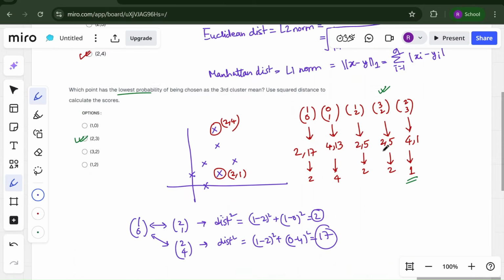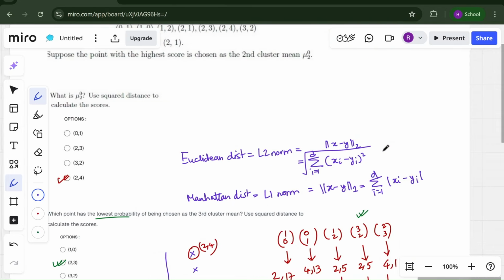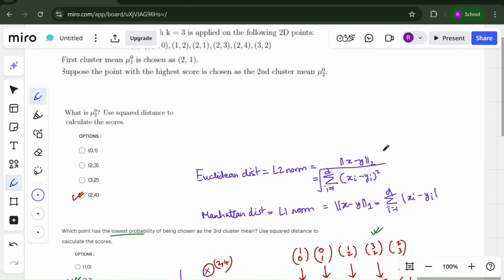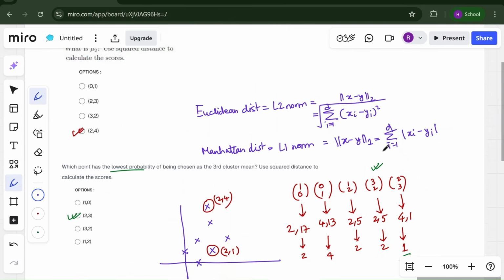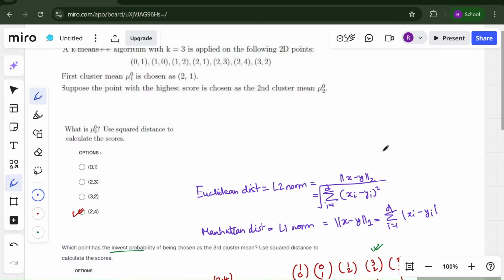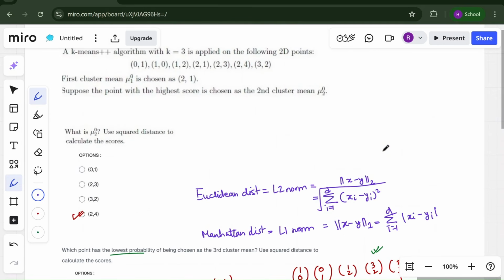Okay, I think the paper is over. Do you guys have any specific questions or something like that? We will not be asked about the Manhattan distance, I hope not. Yeah.